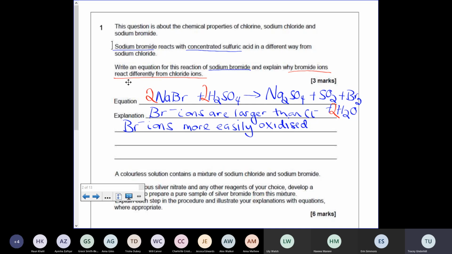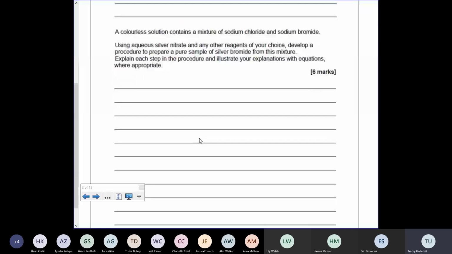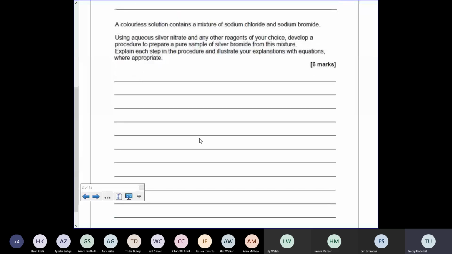Okay, so that's those marks there. We should get one for the equation and then one for each of those points there. Next part of the question. So this is a six mark question. This might be a level of response question where you have to make sure that you think about each stage that they want you to answer. So let's have a look at this question.